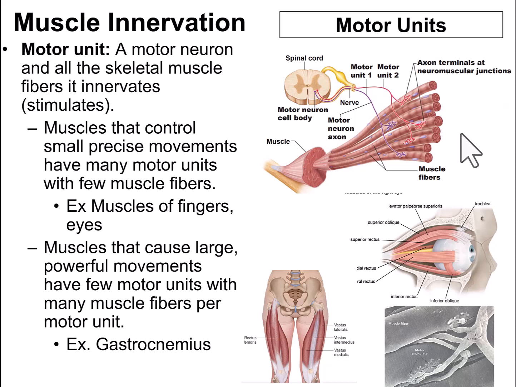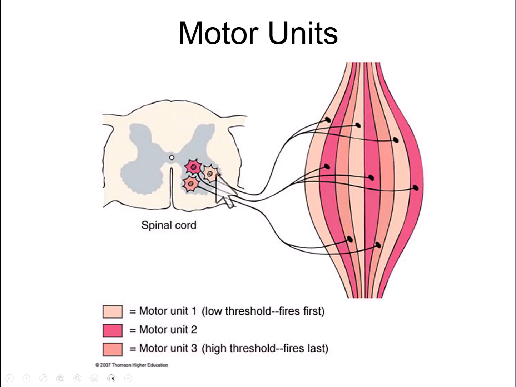But when you compare that to muscles that cause large, powerful movements, they have motor units with many muscle fibers per motor unit. So instead of innervating only 10 or 15 muscle cells, these motor neurons are going to innervate 100, 200, 300 muscle cells. So when that motor neuron sends an action potential down its axon, it's going to stimulate all 200 to 300 muscle cells to contract. That doesn't give you fine, precise movement, like in the fingers and the eyes, but it gives you large, powerful movements. So again, a motor unit is just simply the motor neuron and the muscle fibers that it innervates.